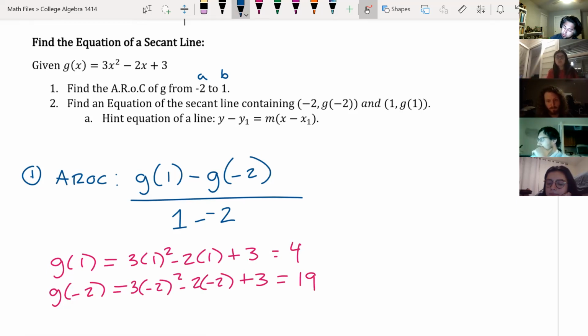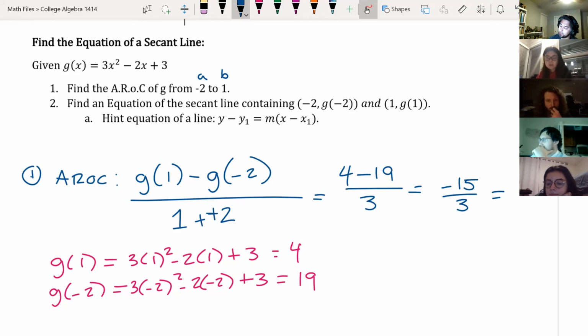Okay, cool. So you'll get 4 minus 19 over 1 minus -2, which is plus 3. And we get -15 over 3, and we get an average rate of change, or a slope, of -5. Okay, so once again, nothing different. It was just the average rate of change from one x value to the next, which also means it's the slope of the secant line.